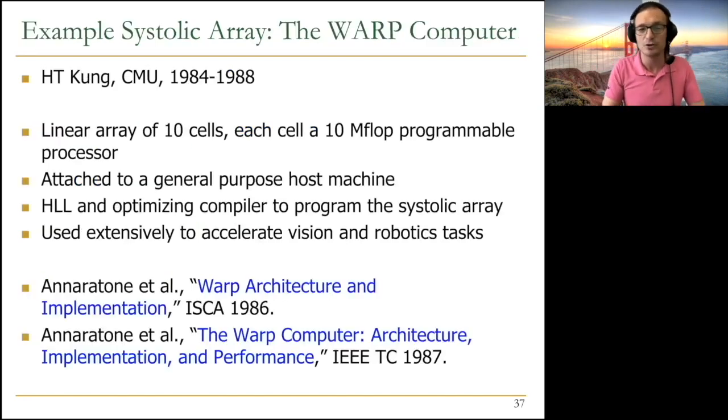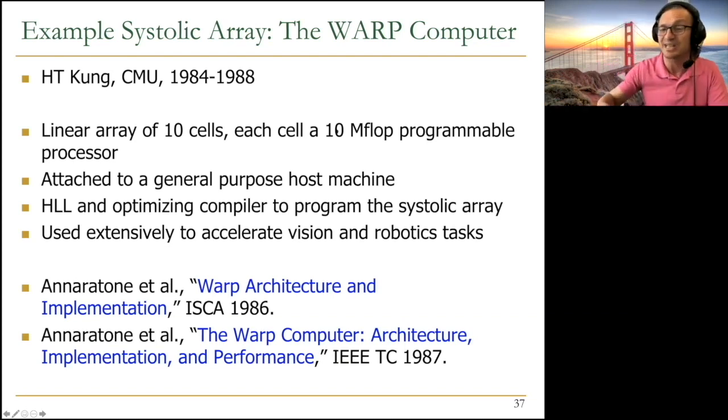But before we go into Google TPU, the first systolic arrays were actually implemented at Carnegie Mellon University, where I used to teach, where H.T. Kung used to teach also. He did some of these seminal works on systolic arrays while he was there. Basically, they wanted to accelerate vision and robotics tasks at the time. You can read the papers that they have written. They had a linear array of 10 cells. Each cell was a 10 megaflop programmable processor. We will see the TPUs, which are going to be 90 teraflops today, but we're talking about the 1980s over here.